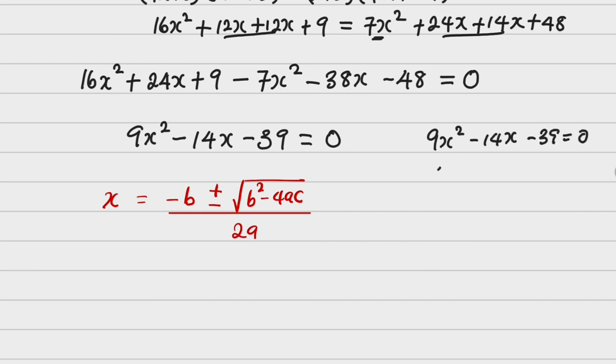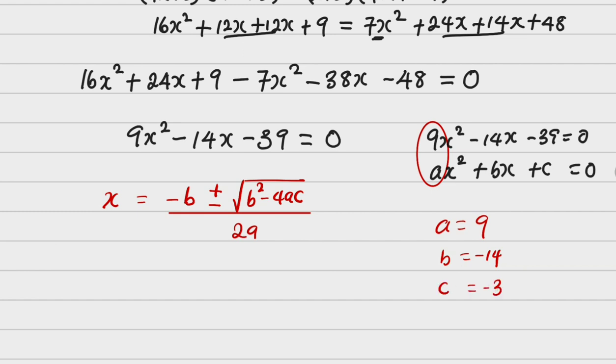Now, if you have 9x squared minus 14x minus 39 is equal to 0, you should liken it to the general format of a quadratic equation, which is ax squared plus bx plus c is equal to 0. You do this so that you can get your a, b, c. Now, you compare coefficients. A is equal to 9. Then your b is equal to minus 14. Then your c is equal to minus 39.